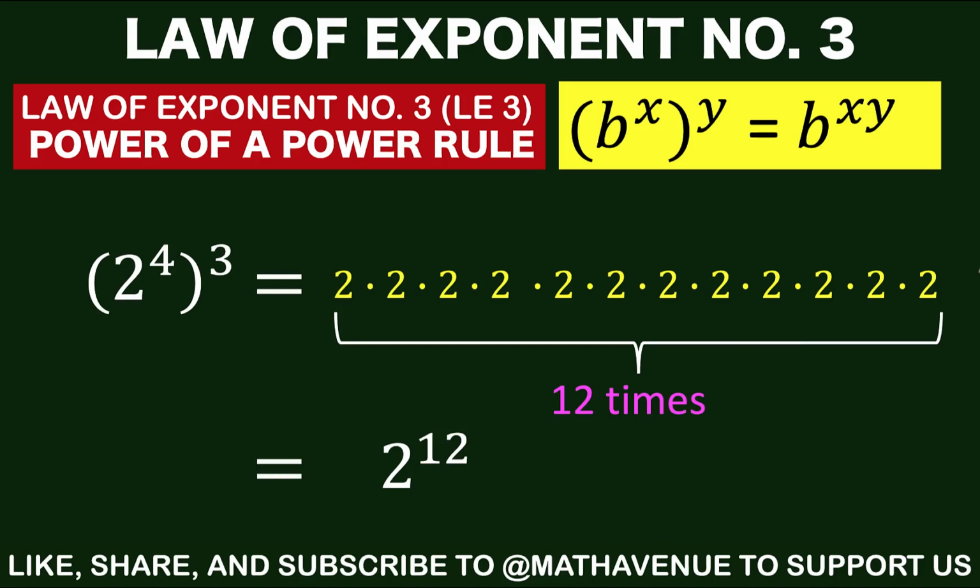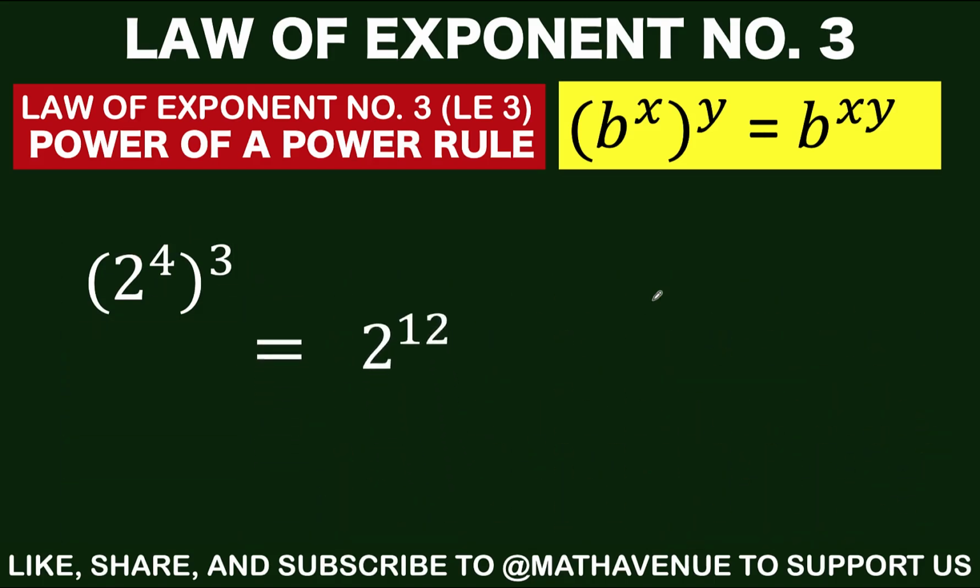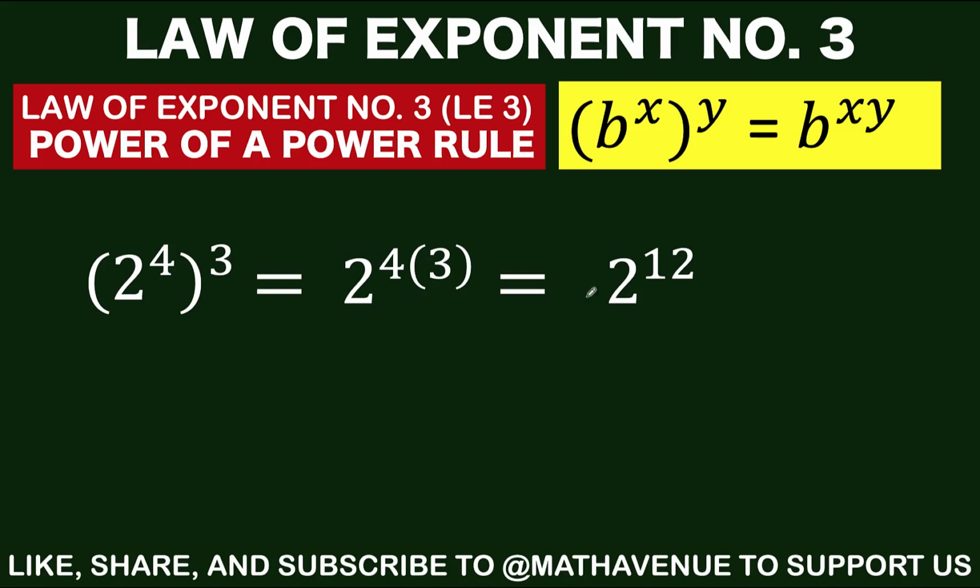But without going through all these preliminary steps, we can also arrive at this exponent 12 by simply multiplying 4 times 3. And that is now the main concept for the power of a power rule of exponent. So that is the goal here. Avoid these extra steps from the given, go directly to the answer. And we do that by performing this computation in our head. We multiply the exponents 4 times 3 to get 2 to the 12.